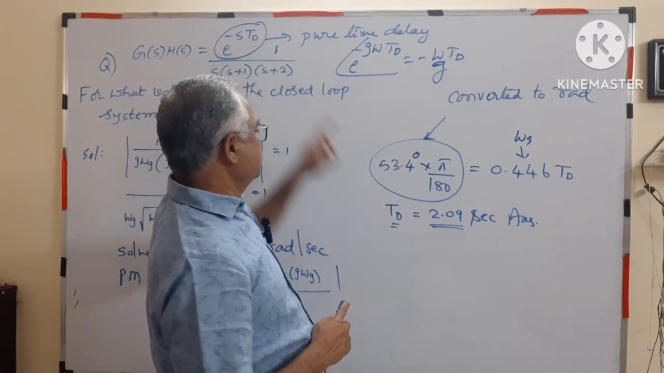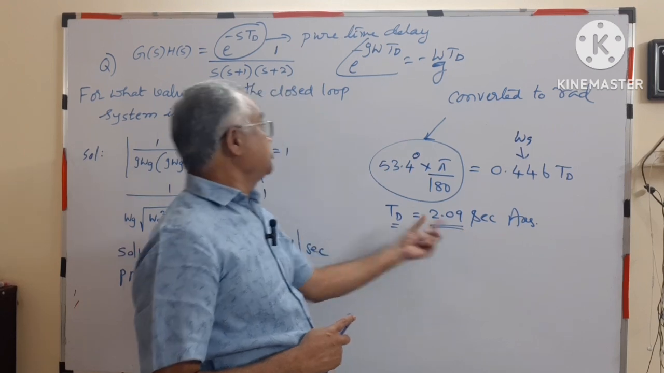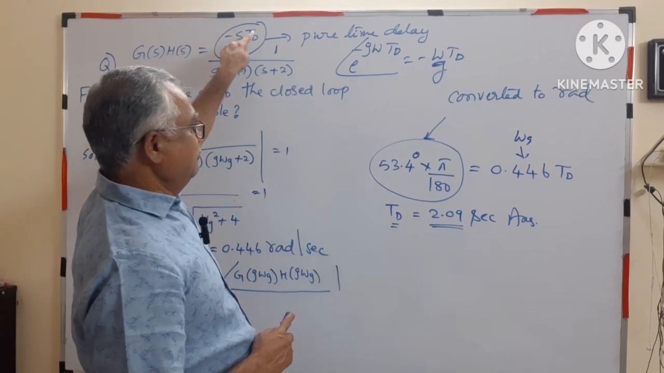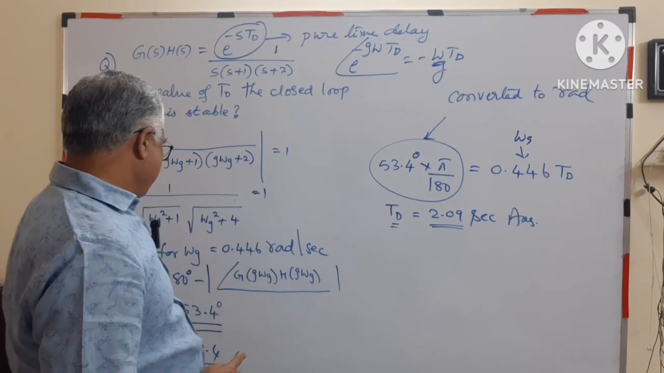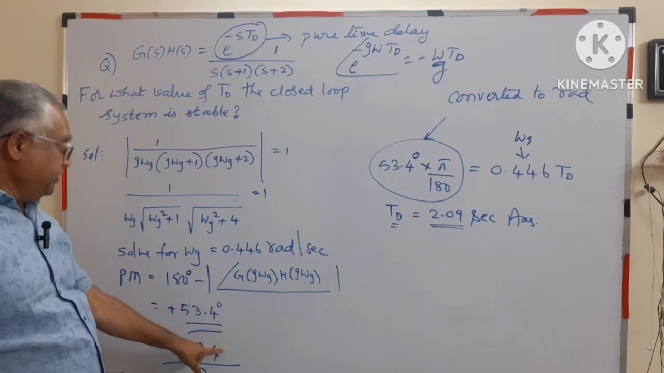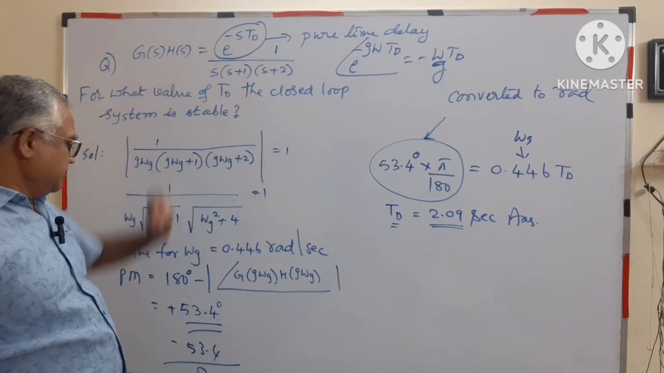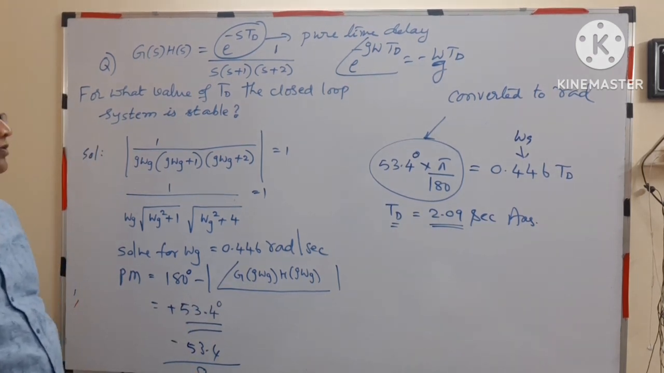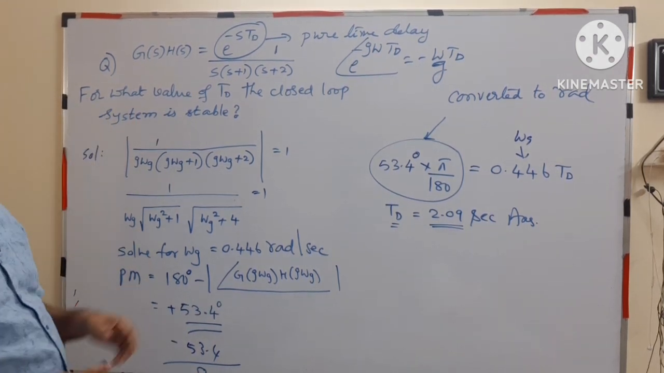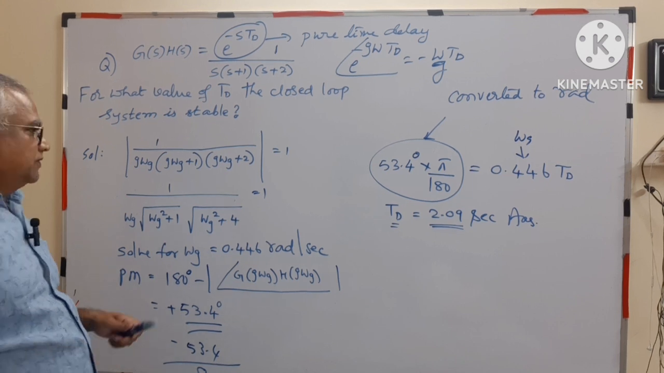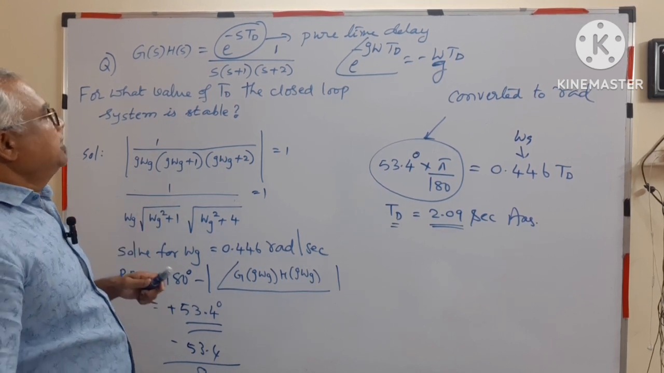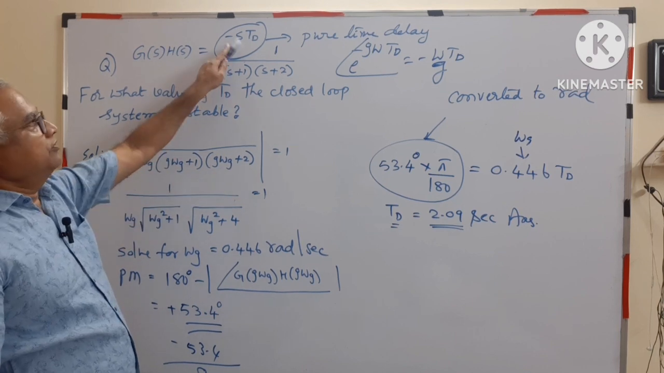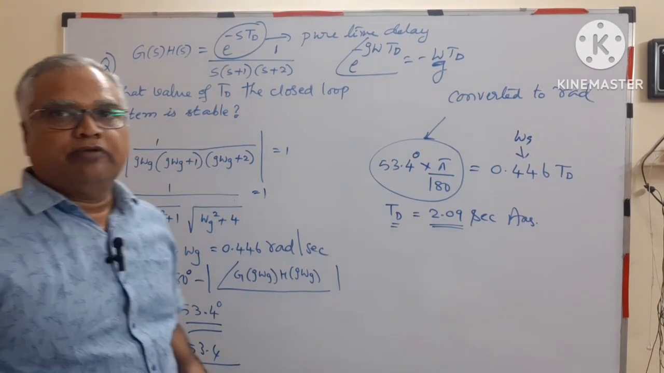So if Td equals this much, this numerator will give an angle of minus 53.4 degrees. Without that, the system is giving plus 53.4, so effectively it will become 0. So the problem is solved like this. This is the advantage of the Nyquist plot for pure time delay.